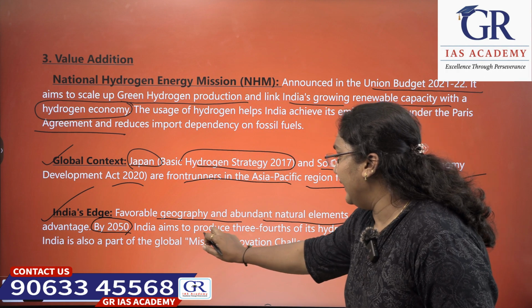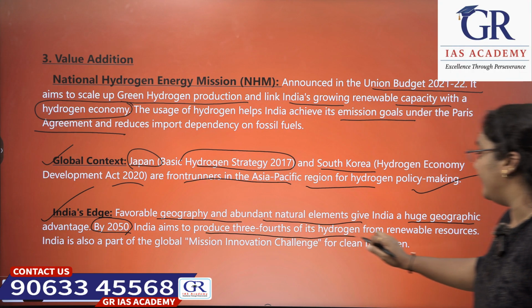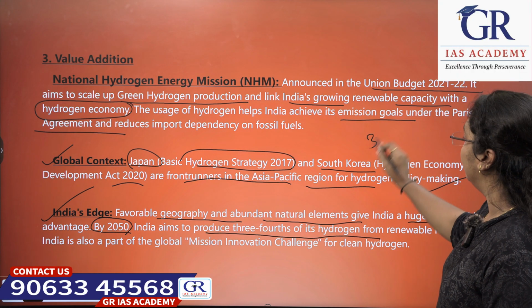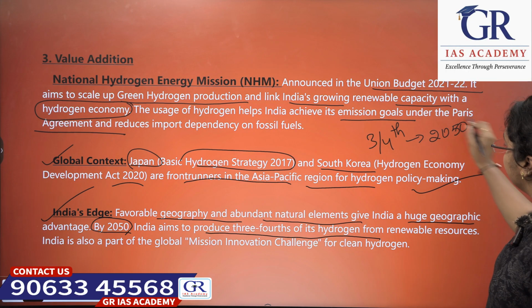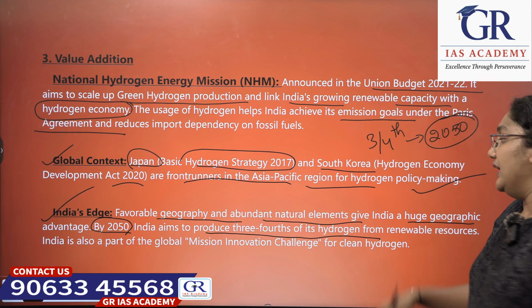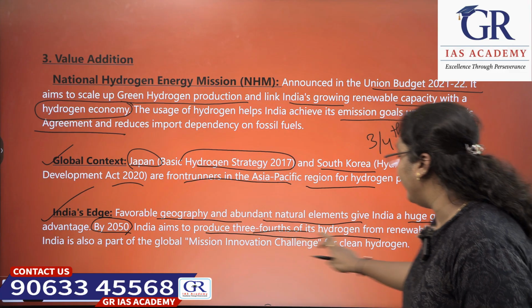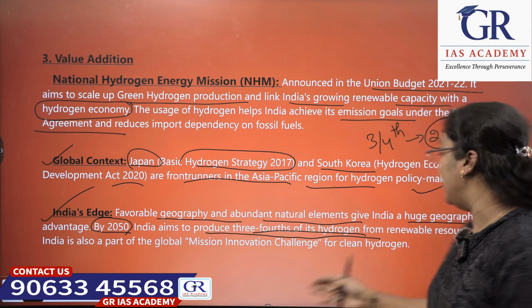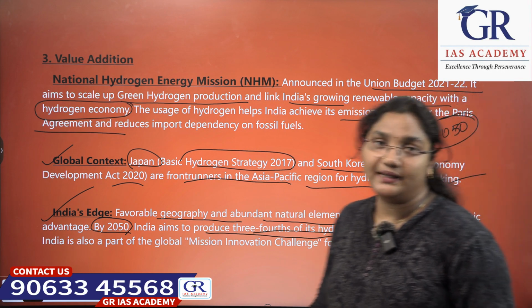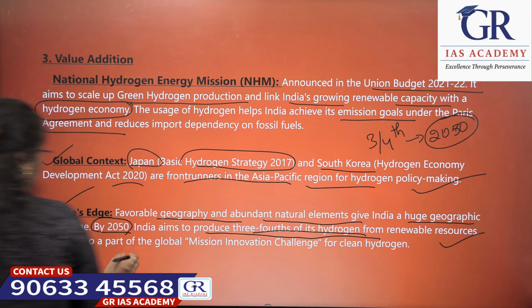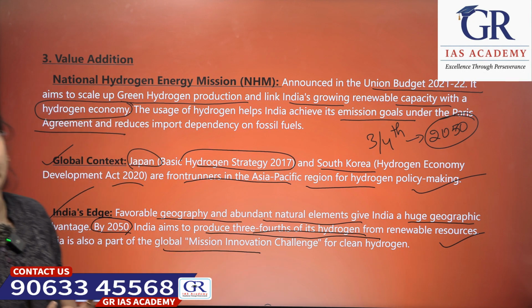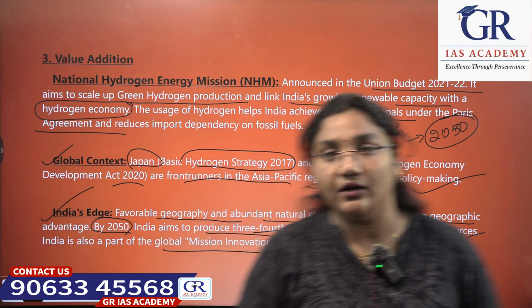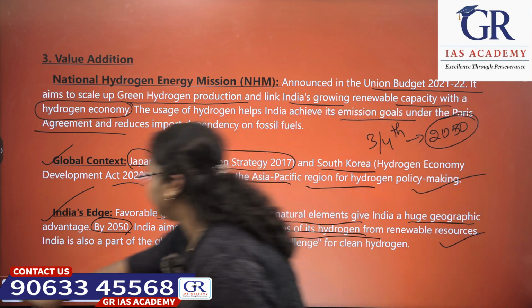By 2050, by the year 2050, India aims to produce 3/4 of its hydrogen. 3/4. Remember, 3/4 of its hydrogen by 2050. Remember this year also. By 2050, India is aiming to produce 3/4 of its hydrogen from renewable resources. Okay. India is also a part of the Global Mission Innovation Challenge for Clean Hydrogen. India is also a member of it. Okay.